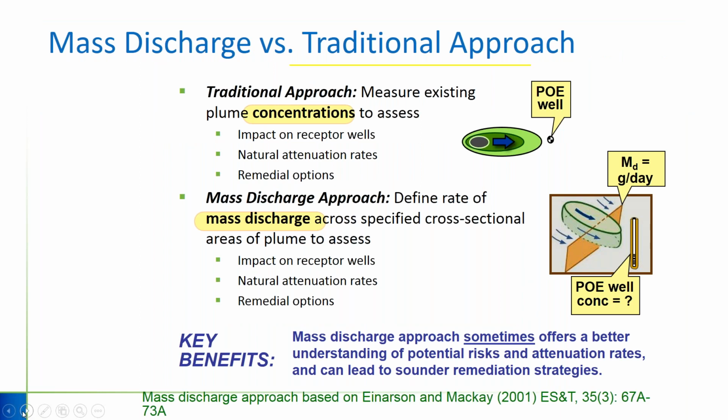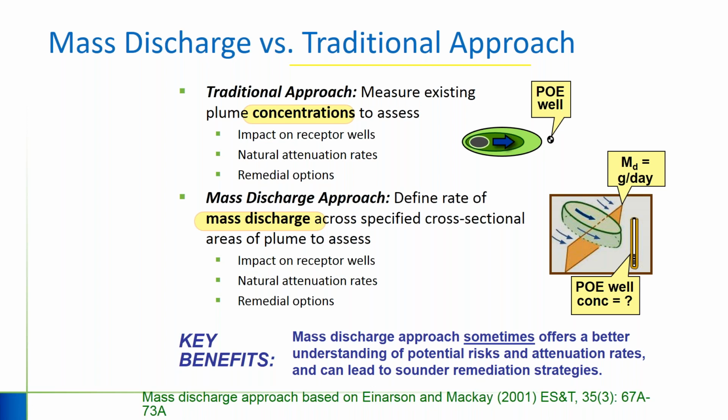So I'm just going to talk quickly about what mass flux and mass discharge is, and then what's in this guidance document. So the traditional approach, obviously, you're measuring concentrations, milligrams per liter, micrograms per liter, because that's what all our regulatory standards are based on. So let's say you have this scenario where you've got a well that's a receptor down here, and you take a sample and you measure the concentration.